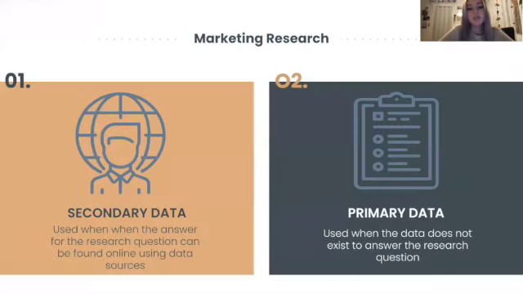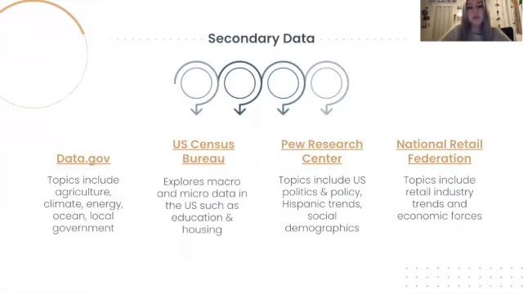Market research can be done in two ways. We can use secondary data or primary data. To start off with secondary data, this is used when the answer for the research question can be found online using databases. This is the easiest and least expensive form of market research.